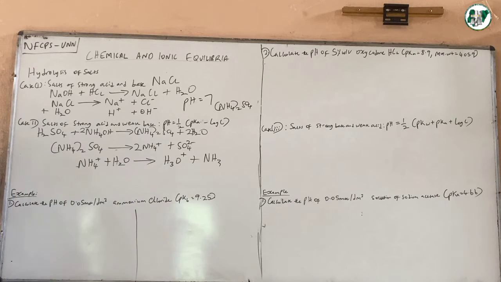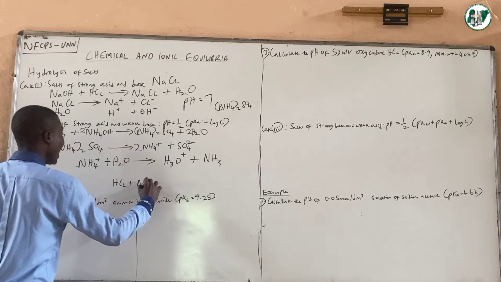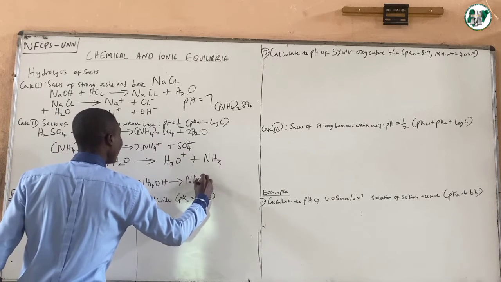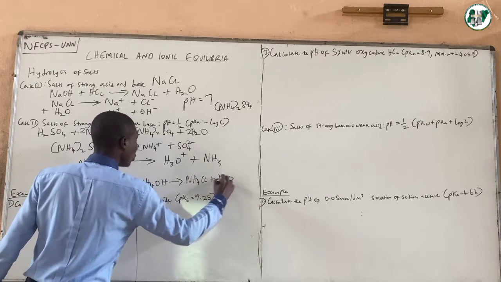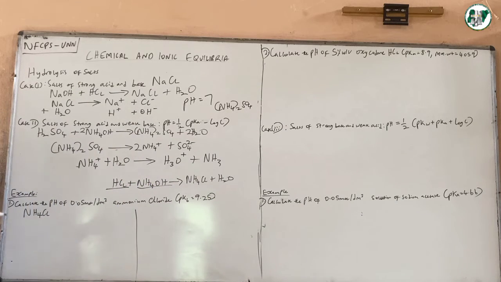So can we look at ammonium chloride? This is ammonium chloride, and I can easily deduce that ammonium chloride came from a combination of hydrochloric acid plus NH4OH to give NH4Cl plus H2O. So this is a strong acid and this is a weak base. Automatically, I can apply this particular formula.